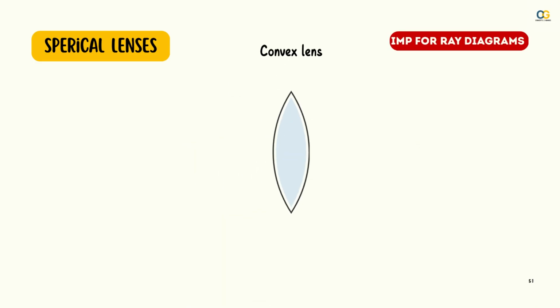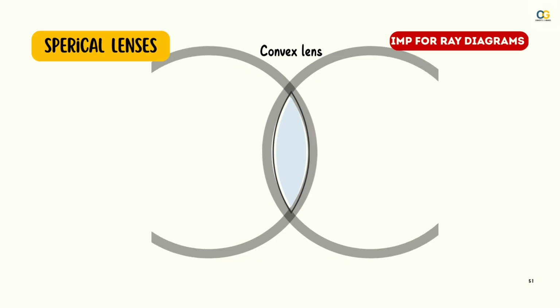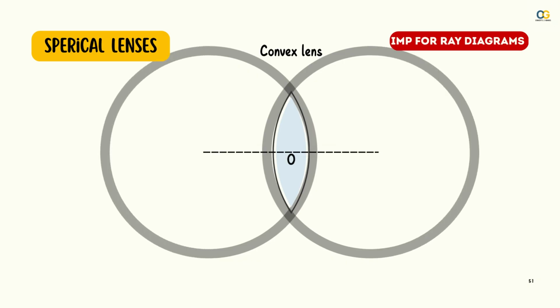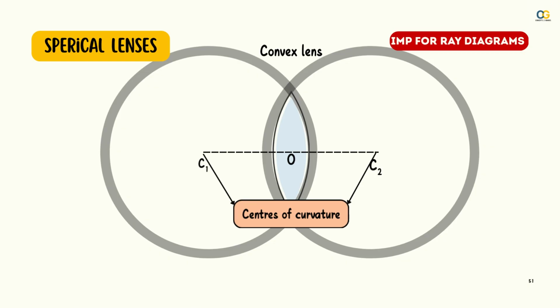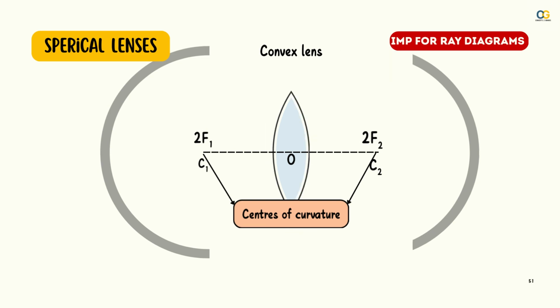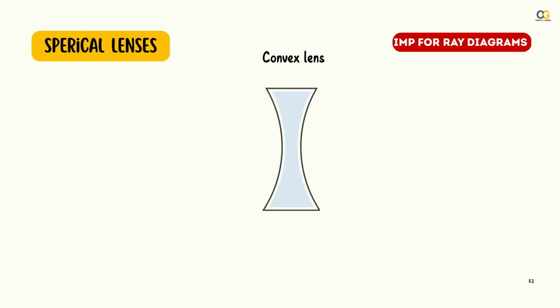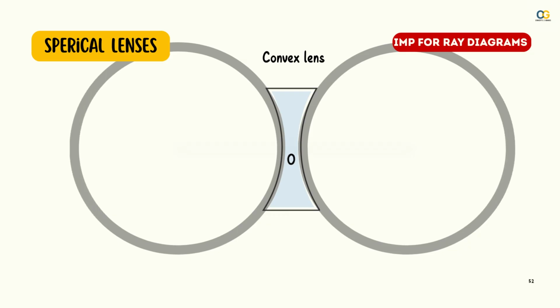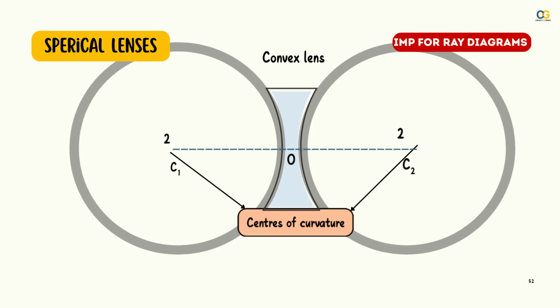Now again, a lens is part of two circles because it is formed by two mirrors, and the two centers of those circles are called the centers of curvature, or 2f1 and 2f2, or c1 and c2. Similarly, a concave lens is also part of two circles, giving it two centers of curvature or two focal length points.